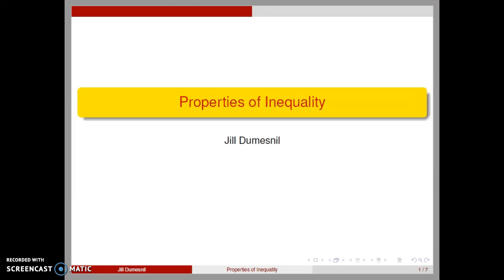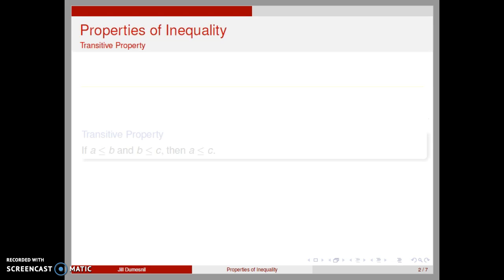Let's consider some useful properties of inequality. The transitive property of inequality is useful for solving certain compound inequalities, as we will see.